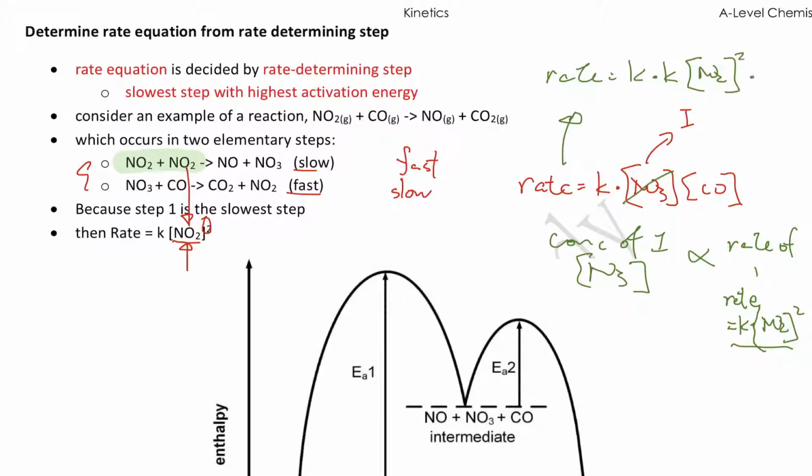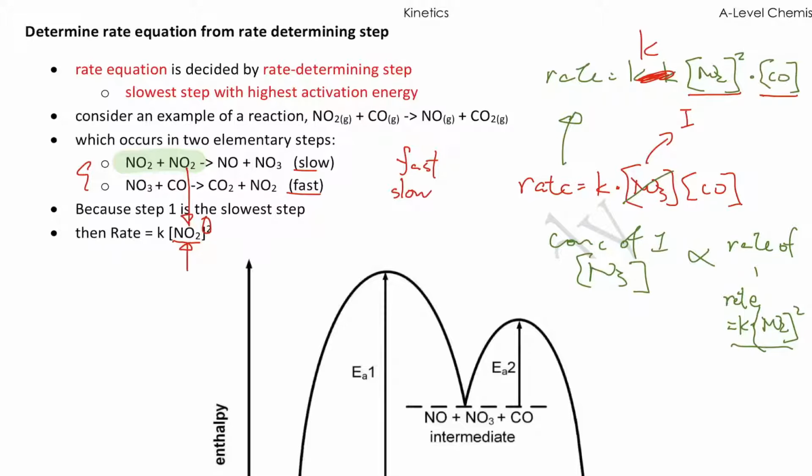You may think there are so many K in here, but you can just combine them into one rate constant. That's already fine, because in the rate equation we're not really concerned about the value of the rate constant, it's just a constant. The only important part we're concerned about is the order of reaction of each reactant. So once you rewrite it, you replace NO3 with NO2 squared. Then we know that NO2 is second order and CO is first order.